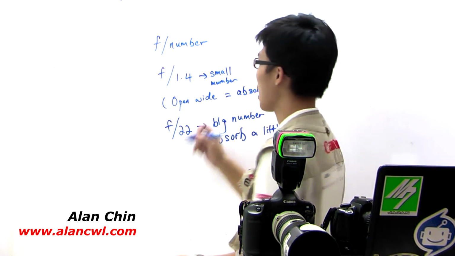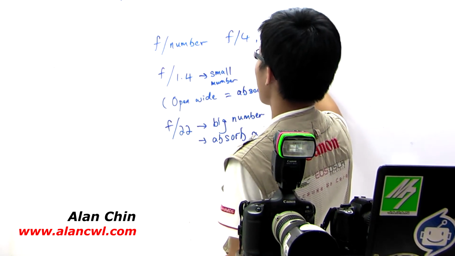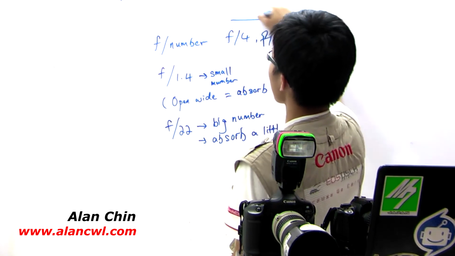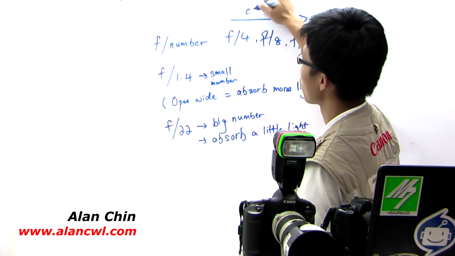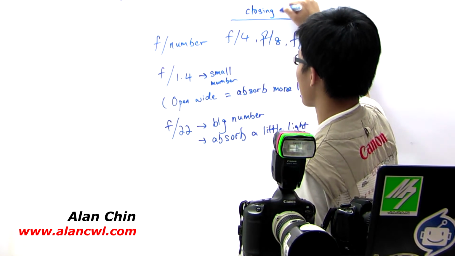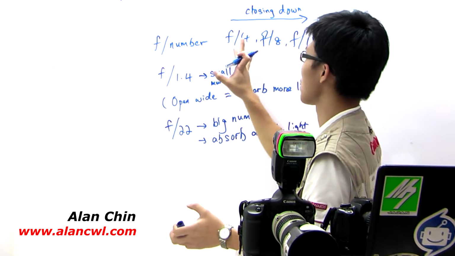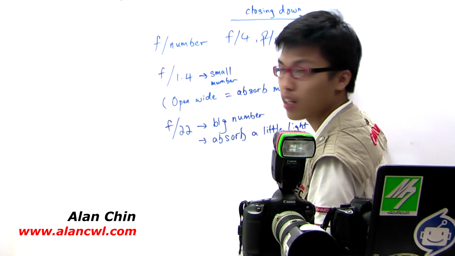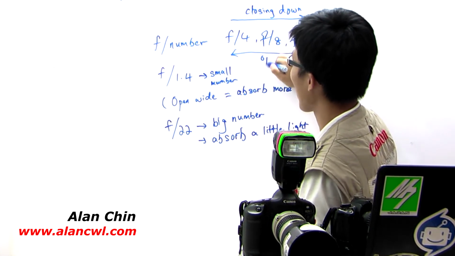Same goes with other numbers such as f4, f8, f11, and so on. When it comes to this, we call it closing down, to be exact, when the f number is getting bigger and bigger. When it goes from a big number to a small number, it is called open wide.